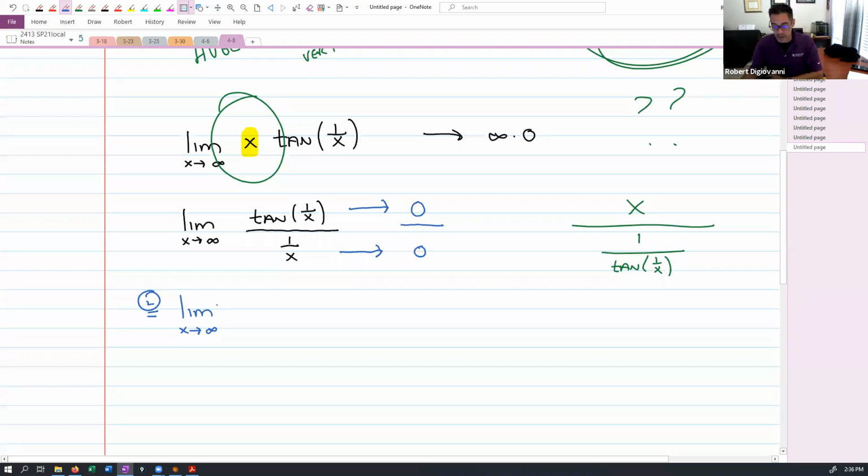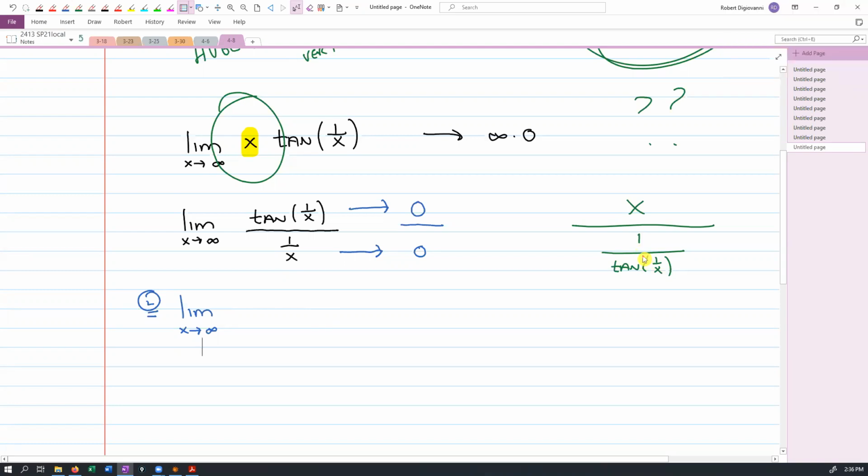Could you not change tangent into sine over cosine? Yes, you could change it to sine over cosine. You mean down here? No, like from the very beginning. Yeah, you could have. It doesn't change the problem though. You still have 0 times infinity. That won't go away. Okay.